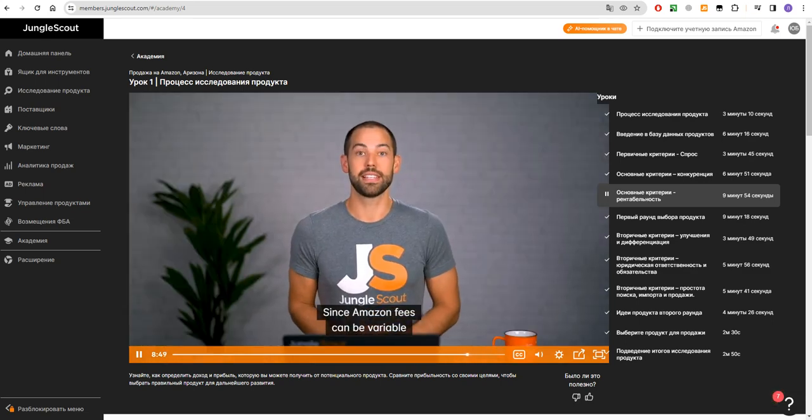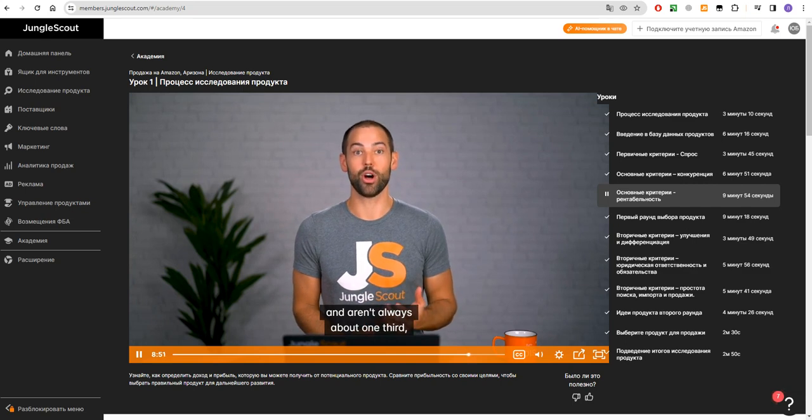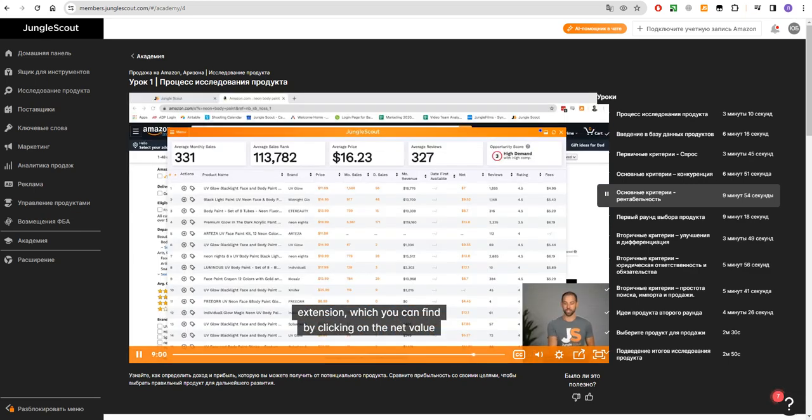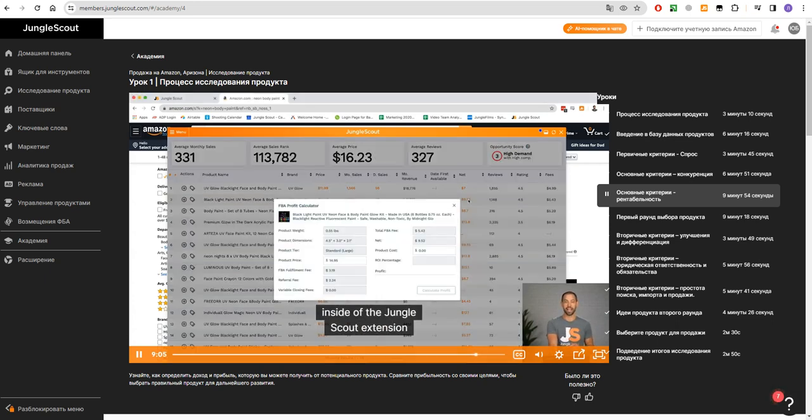Since Amazon fees can be variable and aren't always about 1/3, I would recommend you guys use the net calculator inside of the product database or the Jungle Scout extension, which you can find by clicking on the net value inside of the Jungle Scout extension and entering your product cost right here.